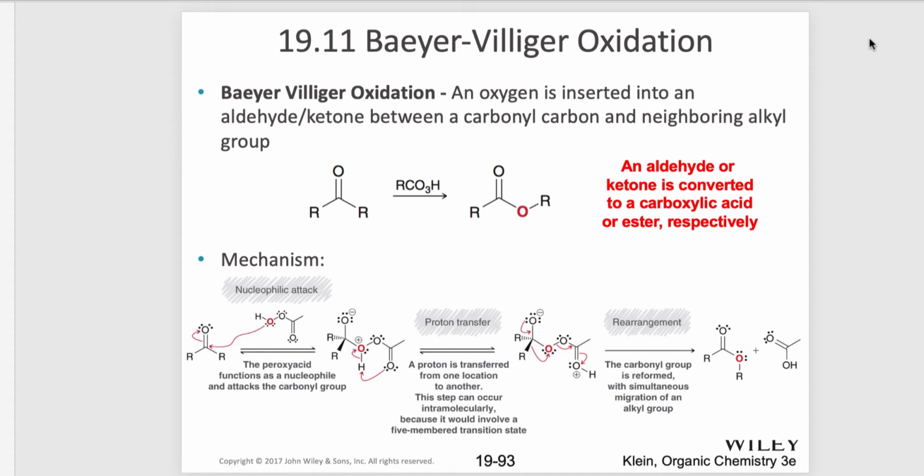So we're almost done with this chapter, and as we are moving forward, the first topic to be introduced here is the Baeyer-Villiger oxidation reaction. This is something in which you can look at having a carbonyl group first, and here is RCO3H. This is a peracid.